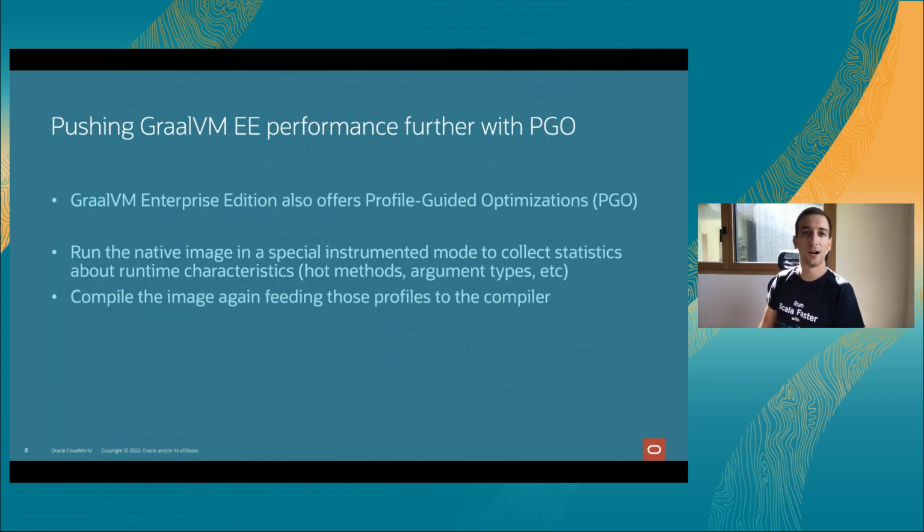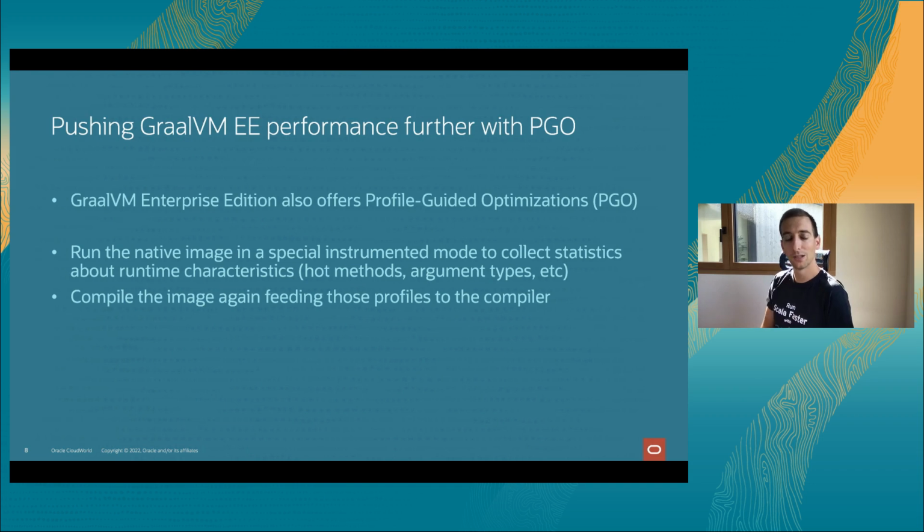Okay, what can we do to drive performance further? That's the whole goal of this presentation, to see how we can get more performance and how we can tune this. So GraalVM Enterprise Edition has a feature called Profile Guided Optimization. We call it PGO for short. And it's a special way of compiling your application by feeding extra information to the compiler. Basically, runtime characteristics about how the application behaves.